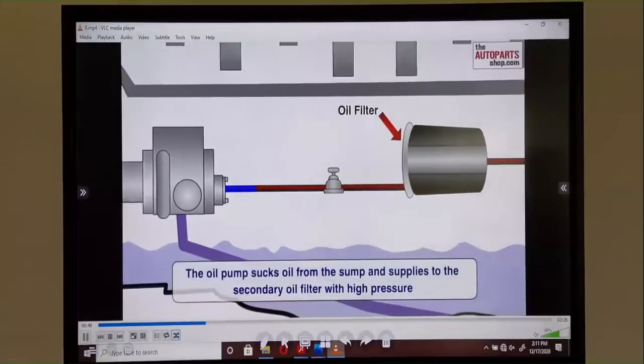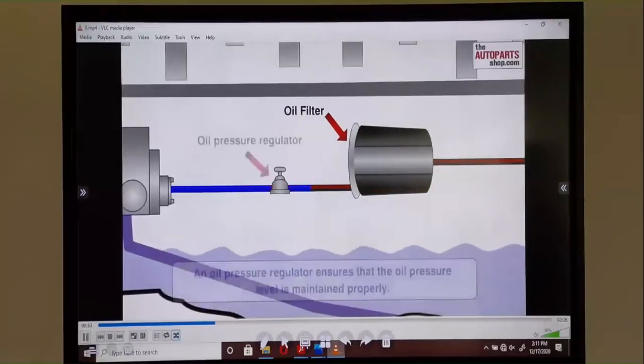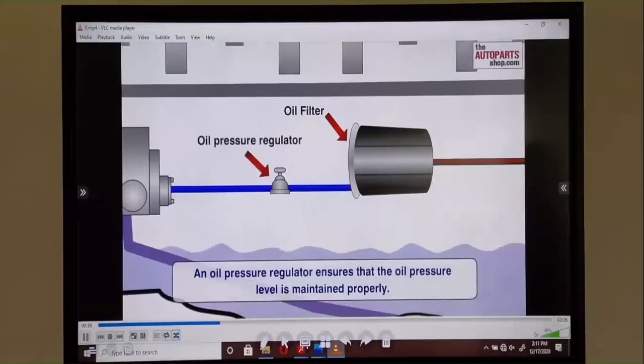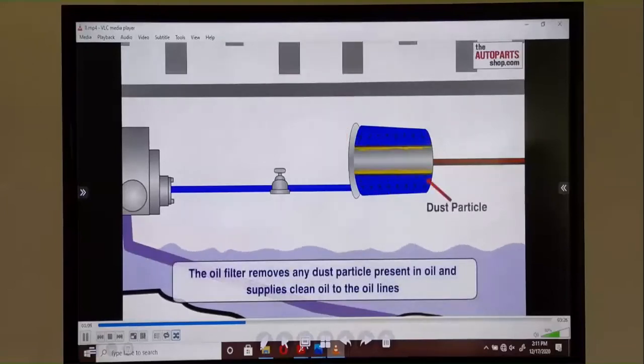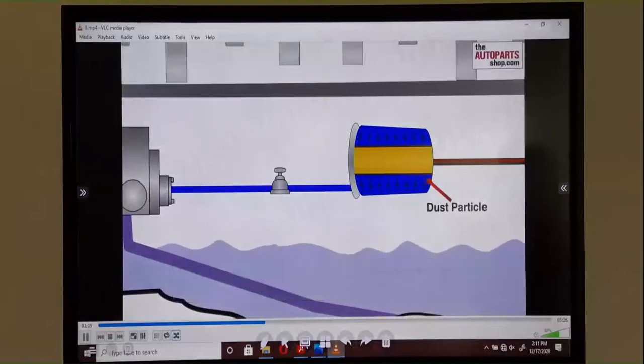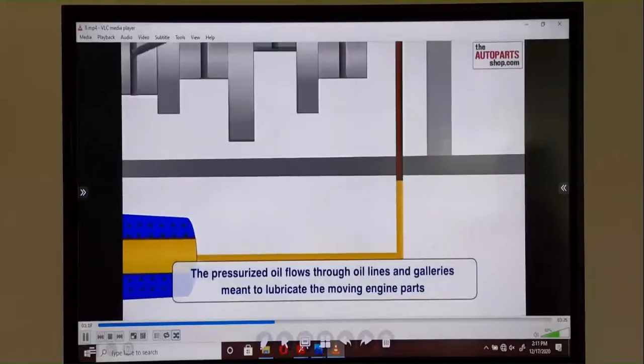So that it supplies to the secondary oil filter through the oil pressure regulator. Here the oil filter purifies or cleans the dust particles or any other particles. Okay. Then this oil travels from the filter onward. So this is a pressurized oil.